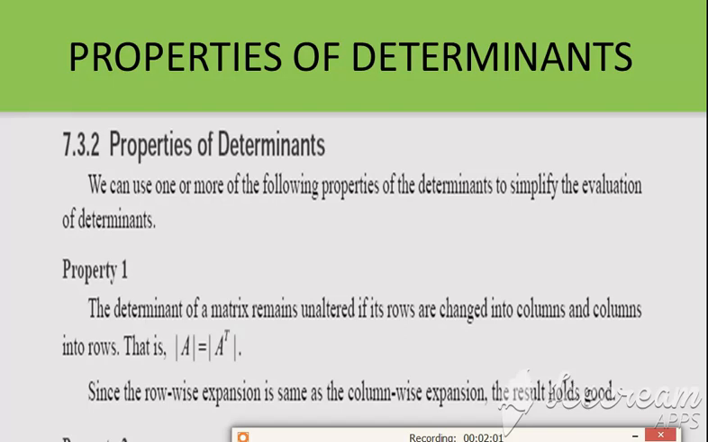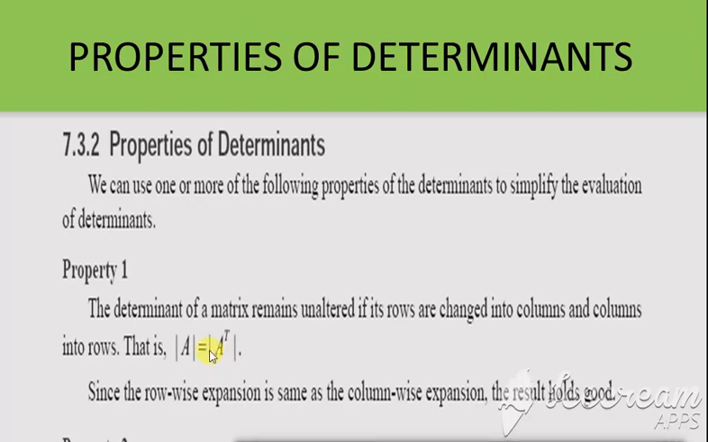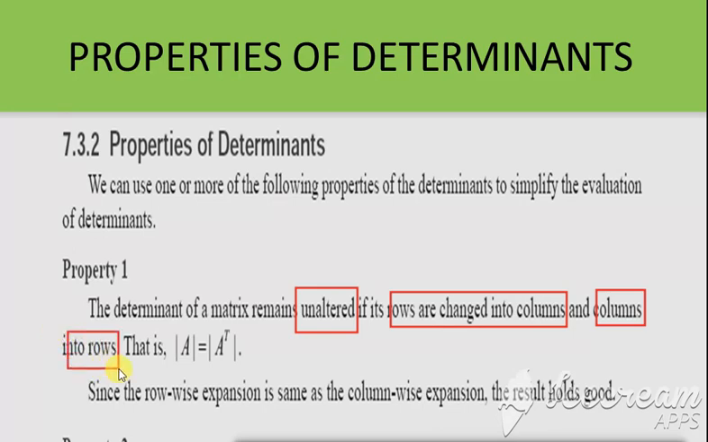The properties of determinants are very important. These properties we have to use in every sum. We have 8 properties. The first property is that the determinant of a matrix remains unaltered if its rows are changed into columns, or columns are changed into rows. The determinant value is not altered. The same value remains. That is property number 1.